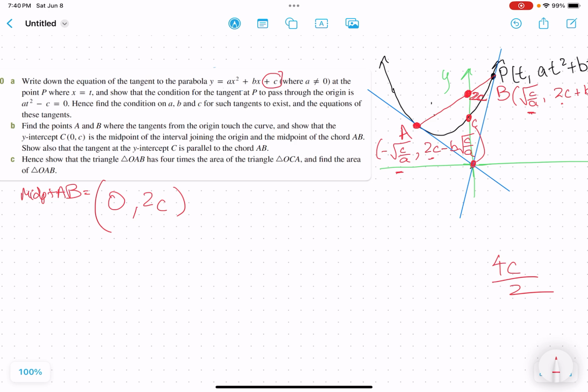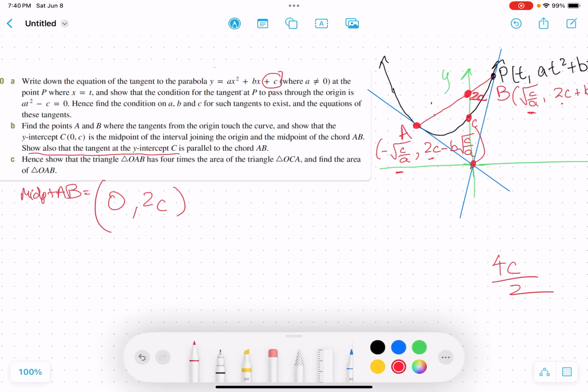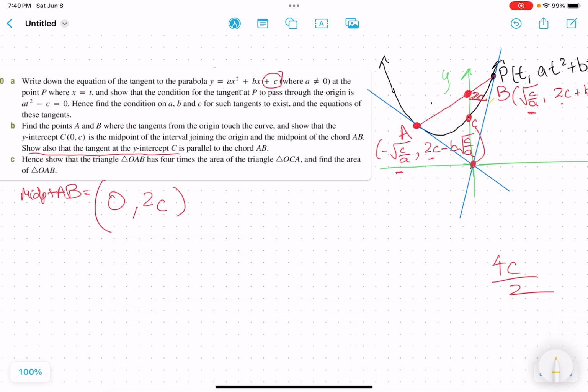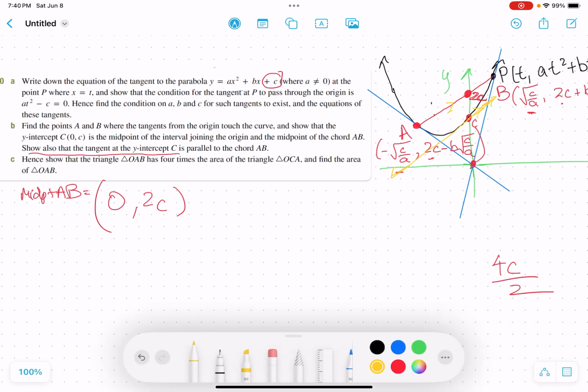Now show also that the tangent at this y-intercept c, so let's draw a tangent there of the curve. So what colour haven't we used? Maybe yellow. Whoops, don't have a pen. So that tangent at the curve, there we go. So we want to show that that tangent is parallel to that chord. Well, let's have a look at the chord first. And the chord is in red.